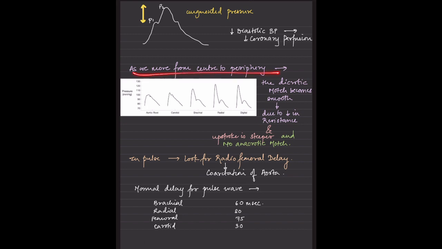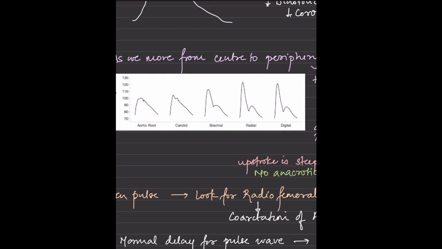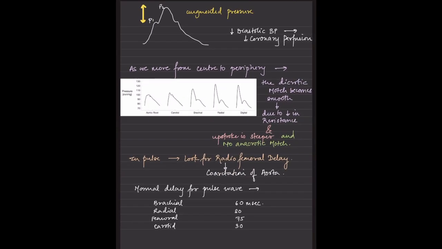Then, as we move from the center to the periphery, these are the certain pulses: aortic, carotid, brachial, radial, digital. This gives us information about the dicrotic notch. Concentrate on the dicrotic notch now, which is giving us the idea about the peripheral resistance. This resistance will be decreasing as we move farther away from the heart, right? So the notch becomes smooth, and it is occurring like that due to the decrease in resistance. And then we need to see in the pulse the radiofemoral delay or the radioradial delay.